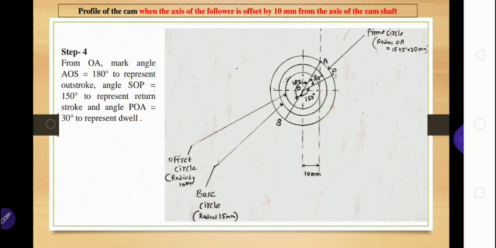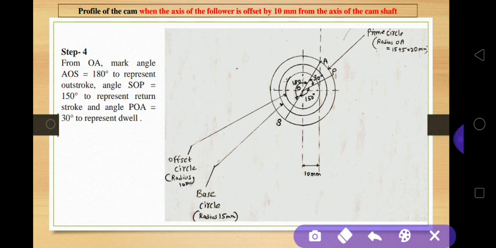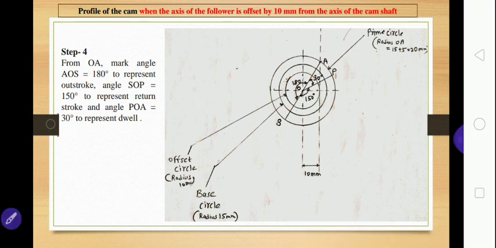From that OA line we plot the first angle, the angle of outstroke, which is 180 degrees. Therefore we will draw a 180 degree angle from the OA line, and give the name S to that point. Therefore AOS will be a 180 degree angle. Secondly, we have to plot the return stroke angle, which is equal to 150. So SOP will be a 150 degree angle, and the remaining angle POA will be 30 degrees. So this is our fourth step, to draw all the angles given in the problem.